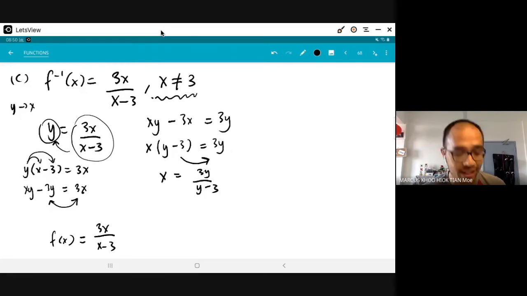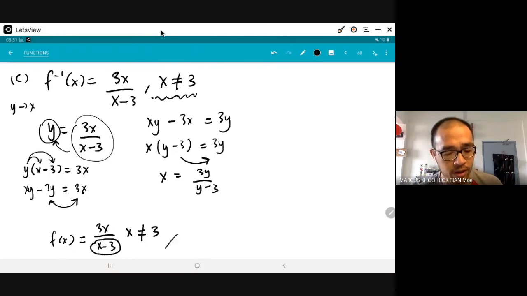So interesting. Okay, and then don't forget lah, ini disebabkan ada x di bawah, so we have to tulis x tidak boleh sama dengan 3. Okay, so itu adalah immediate. Oh, that's so interesting. Okay, the inverse function and the original function is the same thing. Menarik, menarik. Okay, one last question now and then we'll call it a day.